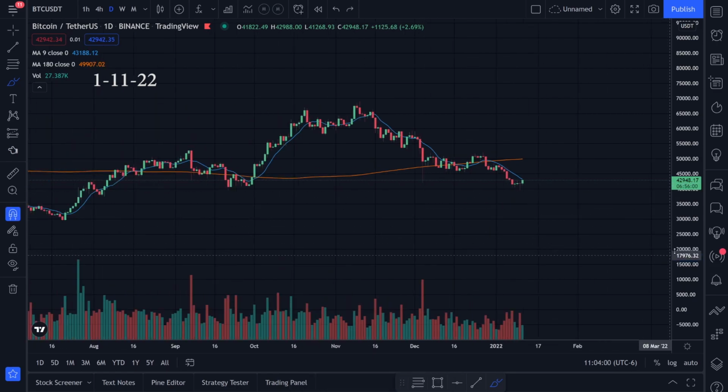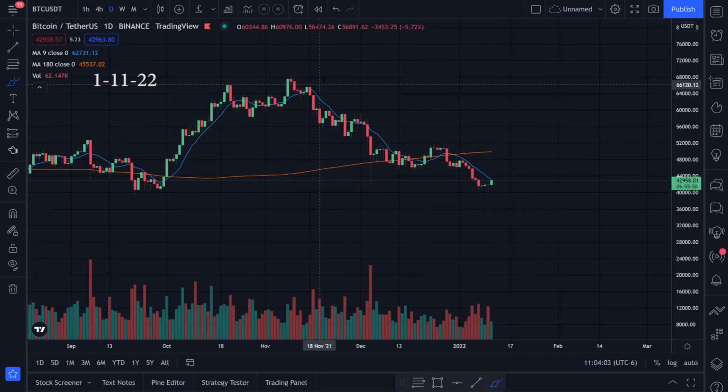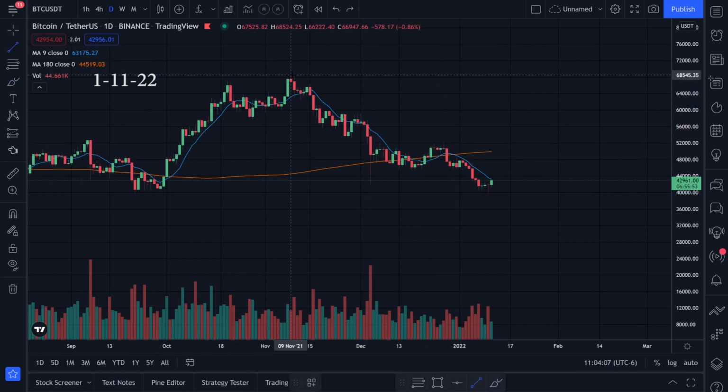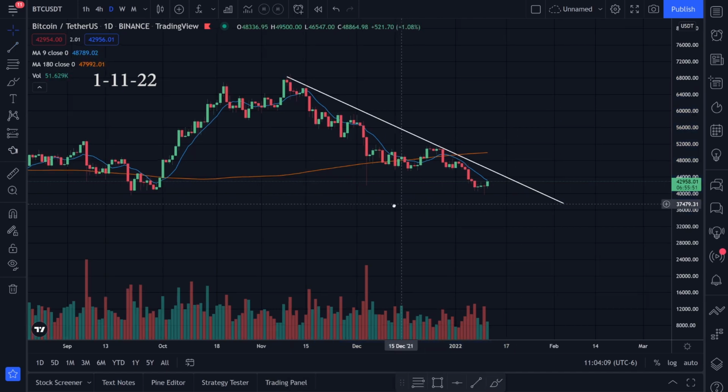So yeah, it's looking pretty good right now. I think in general though, still we have resistance, resistance, resistance. So we're still going to have to be a little skeptical on what's going on until we break this line right here.